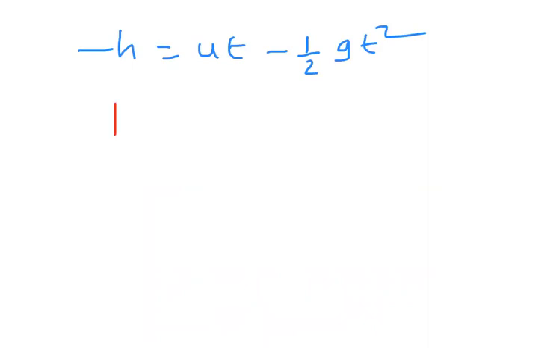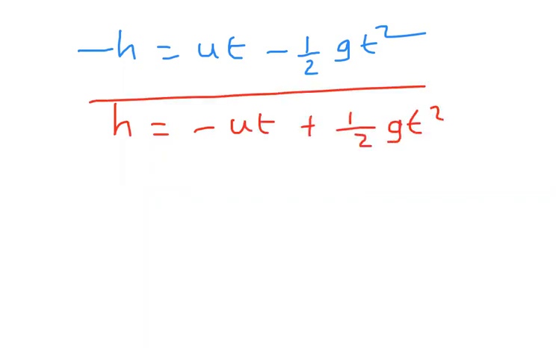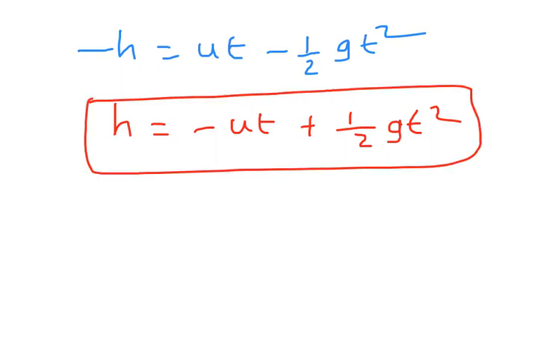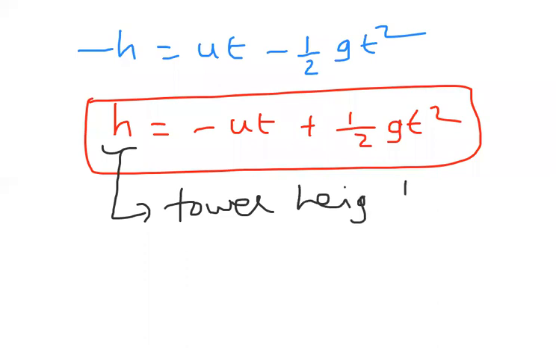So from here I can write h is equal to minus ut plus half gt square. Nothing I did here, the minus I send to the other side. So minus of minus will become plus here, and here we'll get minus if you send minus to the other side. So this h is equal to minus ut plus half gt square, and this h is called tower height. So the tower height formula we got is h equal to minus ut plus half gt square.